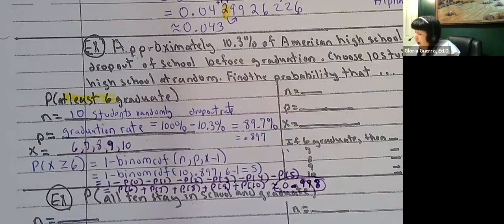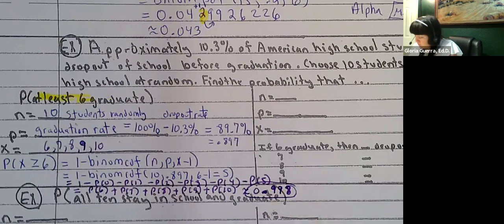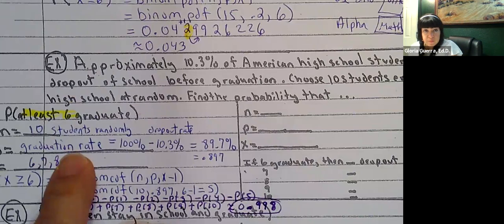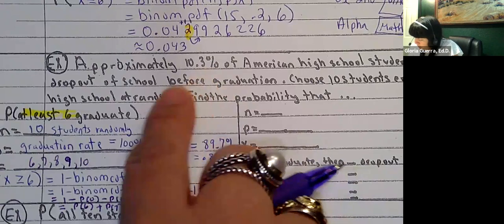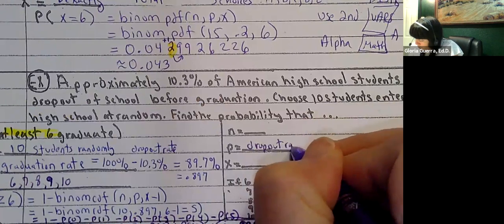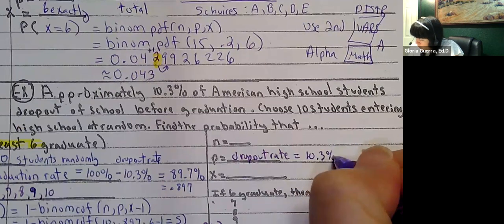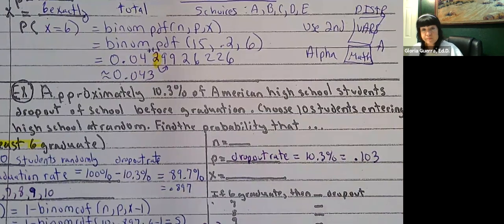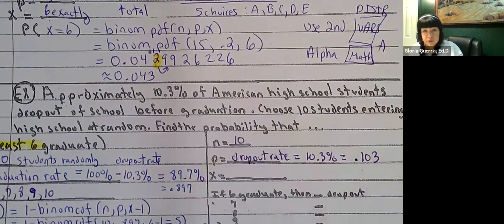Okay, class. So now I'll do this problem again, but with the perspective of dropout rates, because this was focusing on the graduation rate. What if you want to focus on the dropout rate? So let's do that. The dropout rate is 10.3%, and when you move the decimal to the left, 0.103. And your N is still going to be 10 trials. That's not going to change.